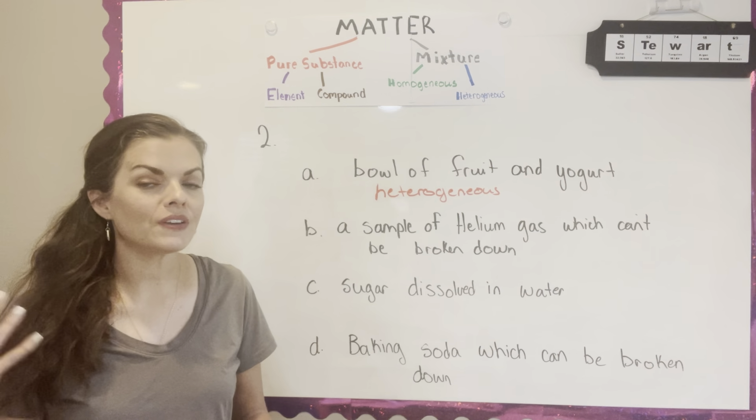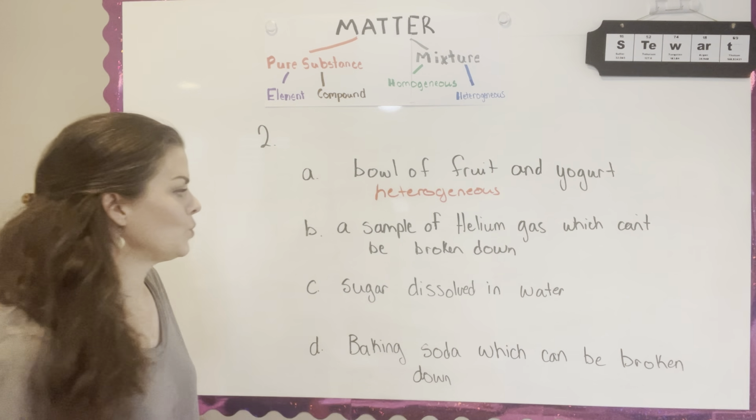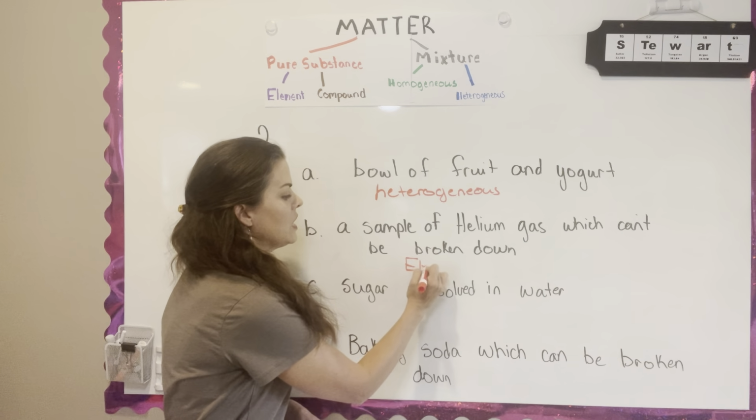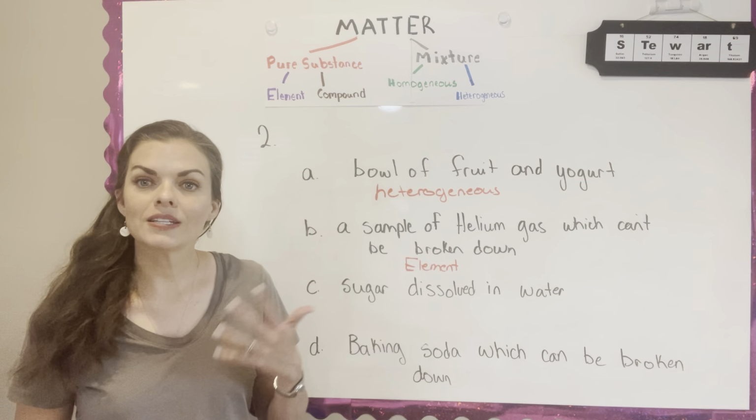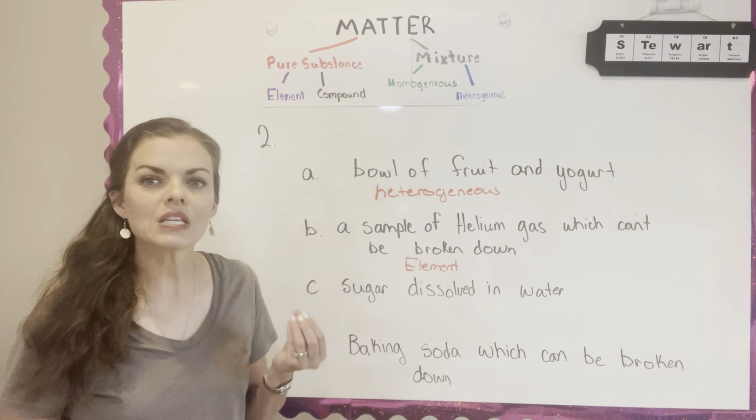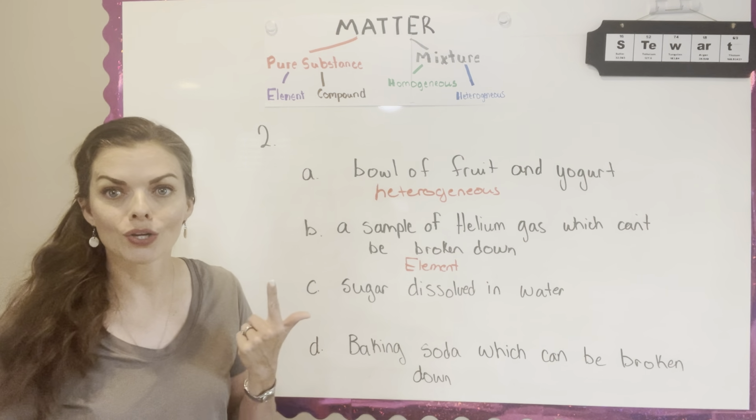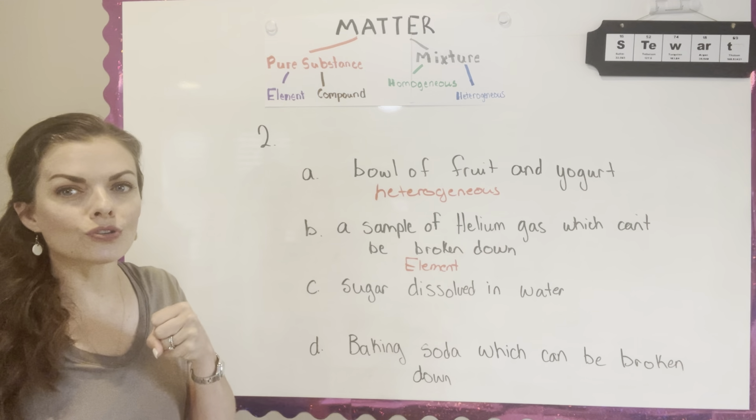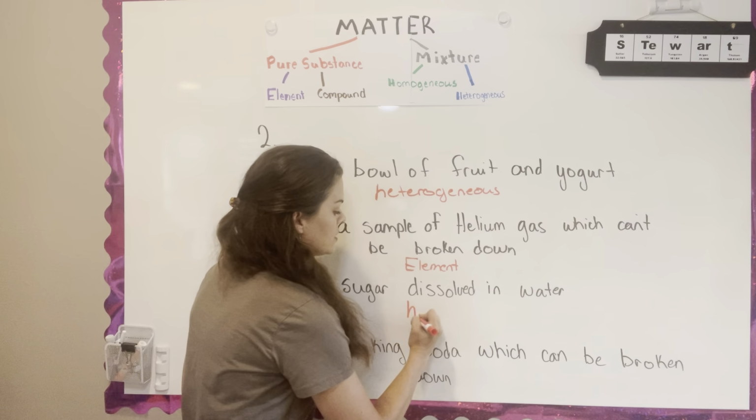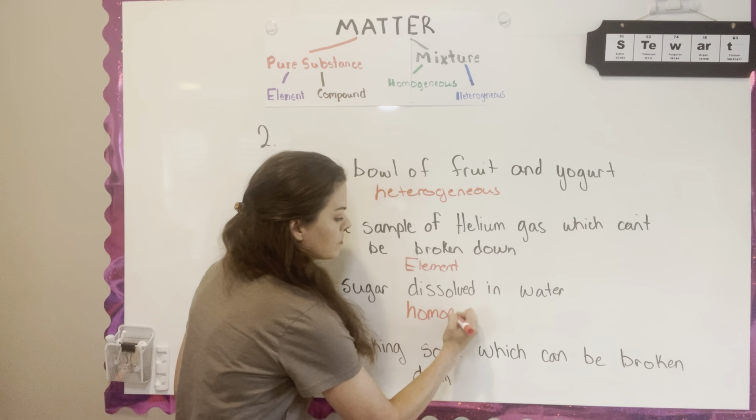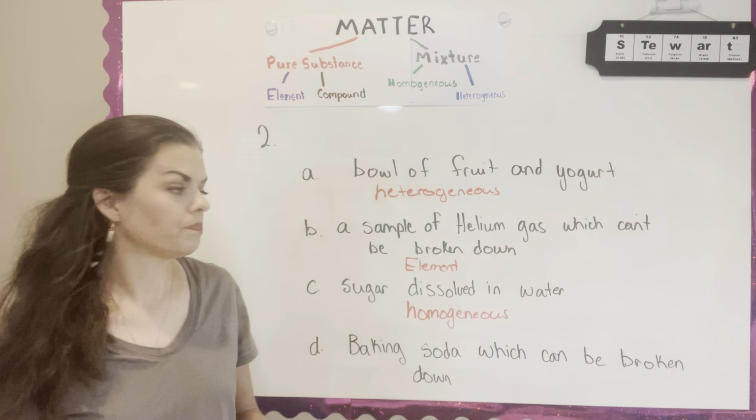Letter B is a sample of helium gas, which cannot be broken down. Well, helium, if it can't be broken down, I know that it is an element. And if you look on your periodic table, you will see helium as the second element. C, sugar dissolved in water. Well, this is a mixture. I have multiple things mixed together, sugar and water. But if it says the sugar is thoroughly dissolved in water, this is going to be a mixture that is the same throughout. And so this is considered a homogeneous mixture.